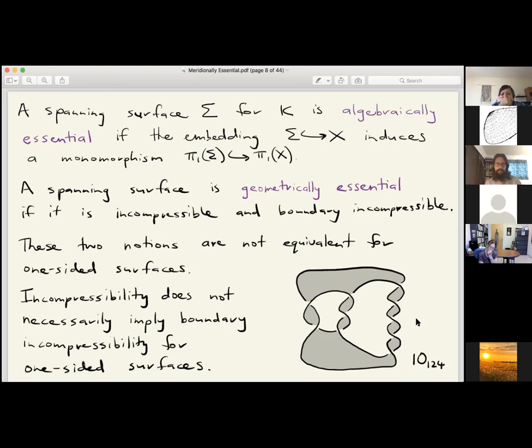And the other thing we need to be careful about with one-sided surfaces is that often when we're studying two-sided surfaces, we prove that they're incompressible. And then in an irreducible three-manifold, we automatically get that they are boundary incompressible. That result is not true for one-sided surfaces with a single boundary component. Okay, so for spanning surfaces, they can be incompressible, but they can fail to be boundary incompressible.